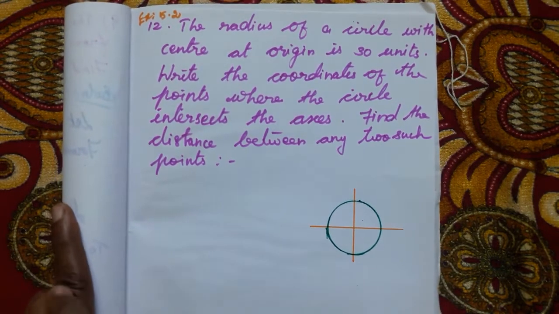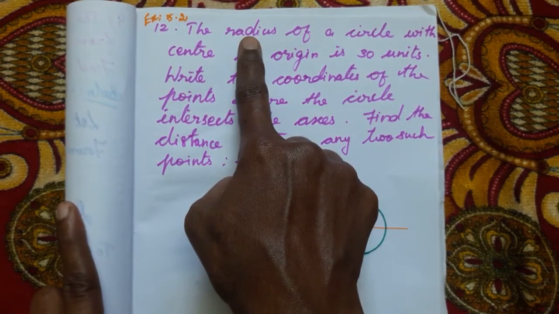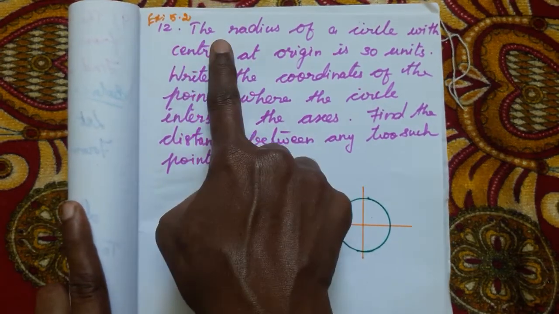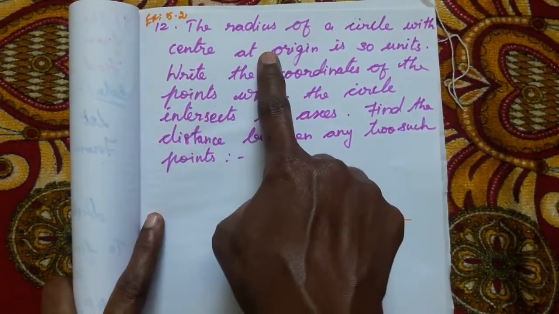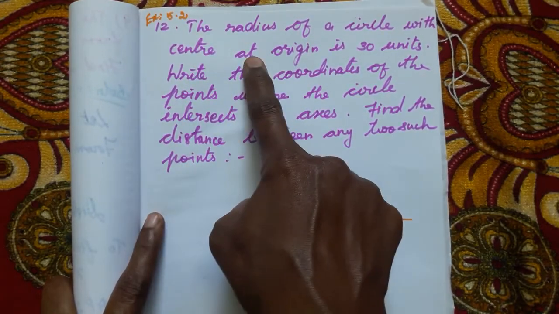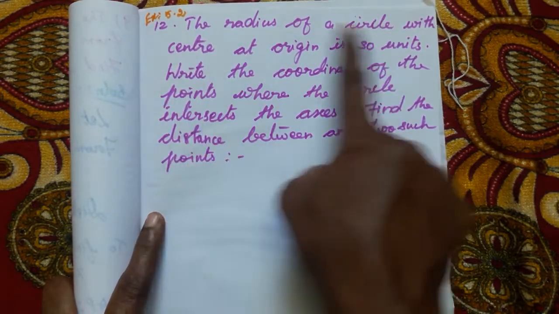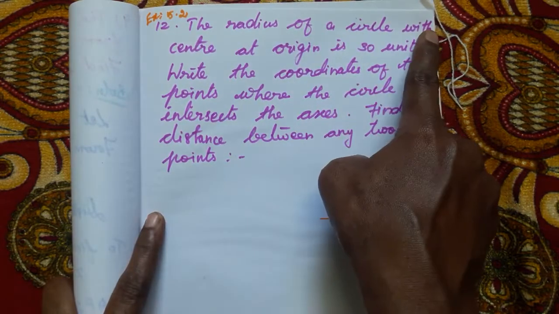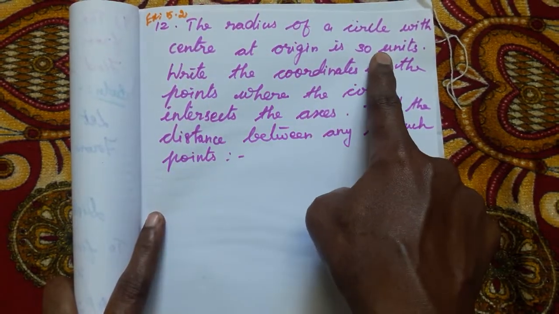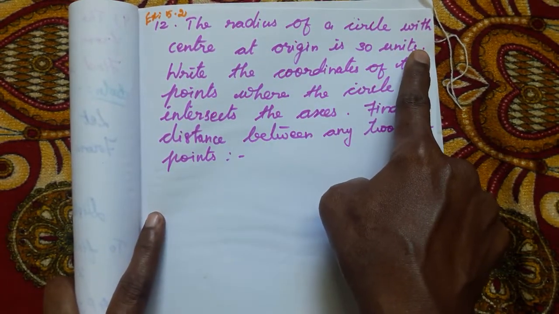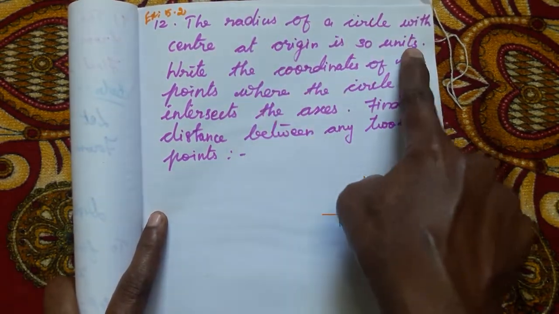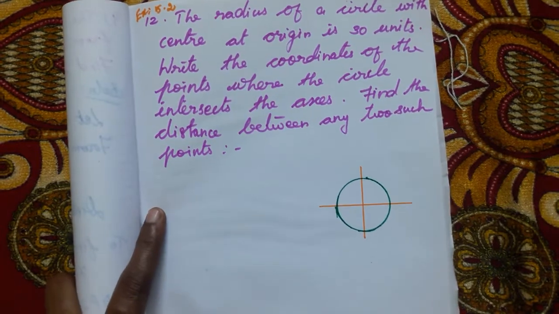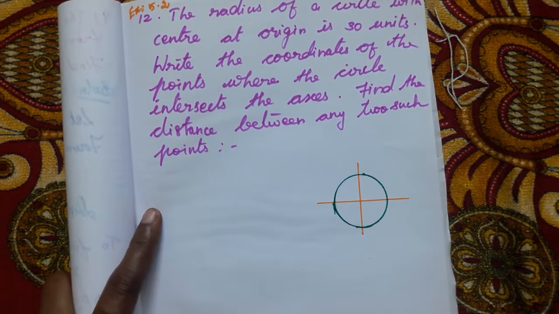Here only one problem remains. Exercise 5.2, the 12th problem, I want to be completed. The radius of a circle with the center at the origin is 30 units. Center is origin. Next the radius is 30 units. What is given? Radius is equal to 30 units.